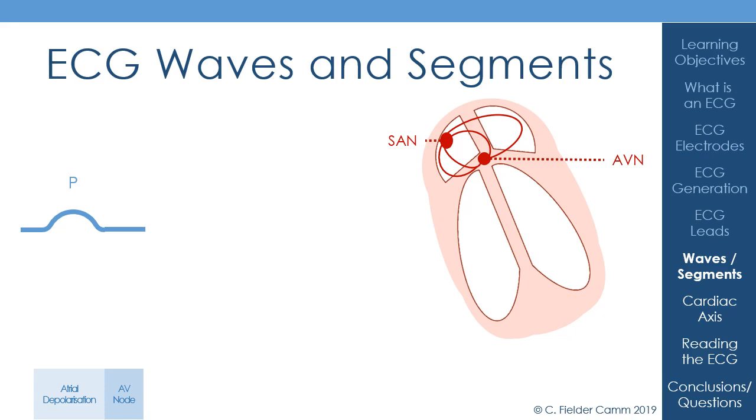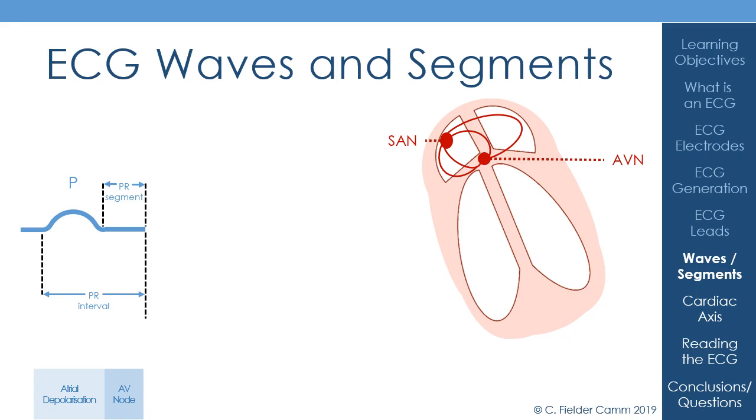Now, we combine the period of time that the P wave is occurring and that flat period while it's in the AV node, and we call that the PR interval. And we can talk about that time just while it's flat, from the end of the P wave to the beginning of the next wave, as the PR segment.